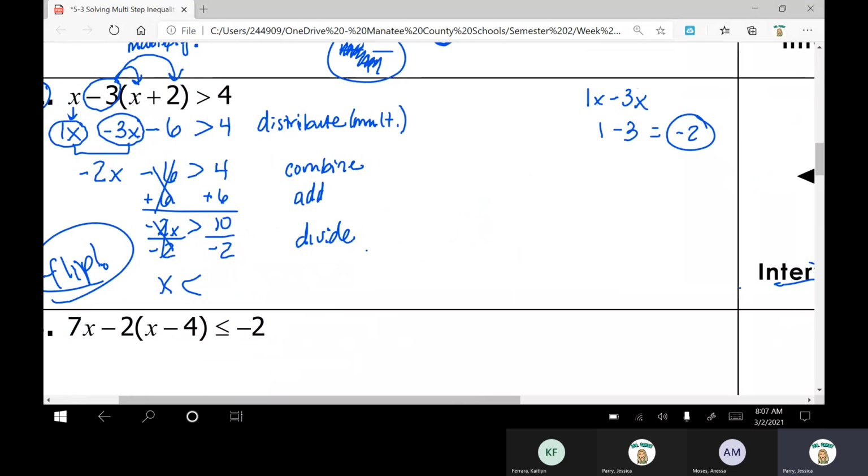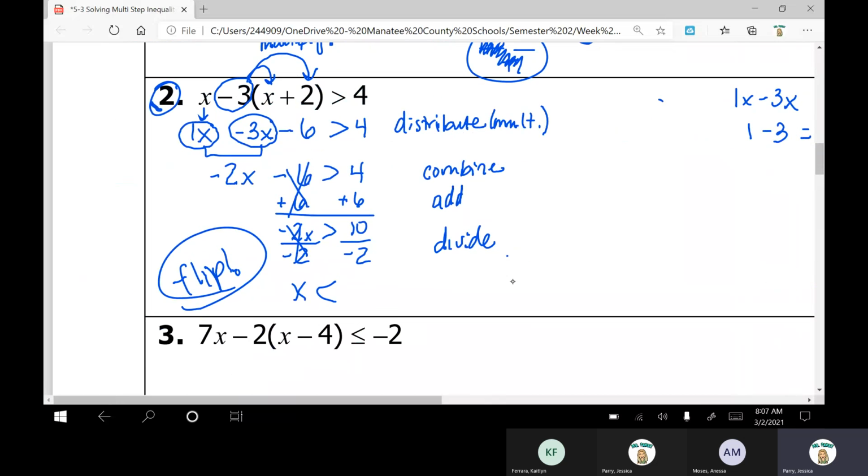We have, whoops. It is a positive divided by a negative. Positive divided by a negative is negative. 10 divided by 2 is 5. So x is less than -5. That would be your final answer. And then all you have to do is just graph it.